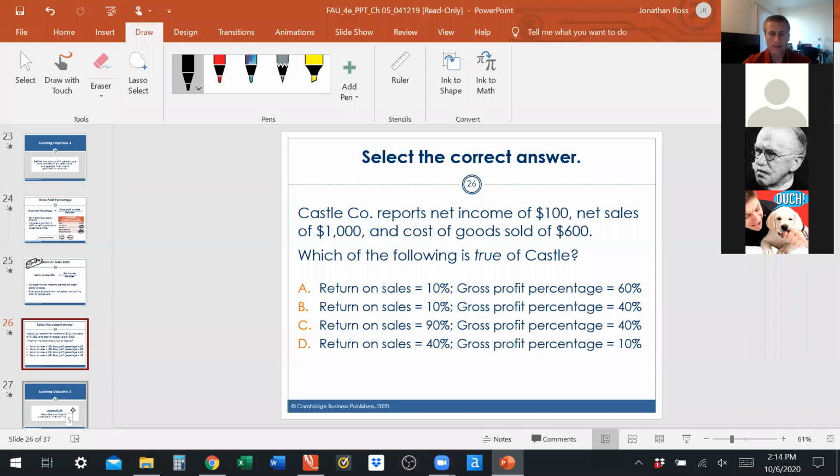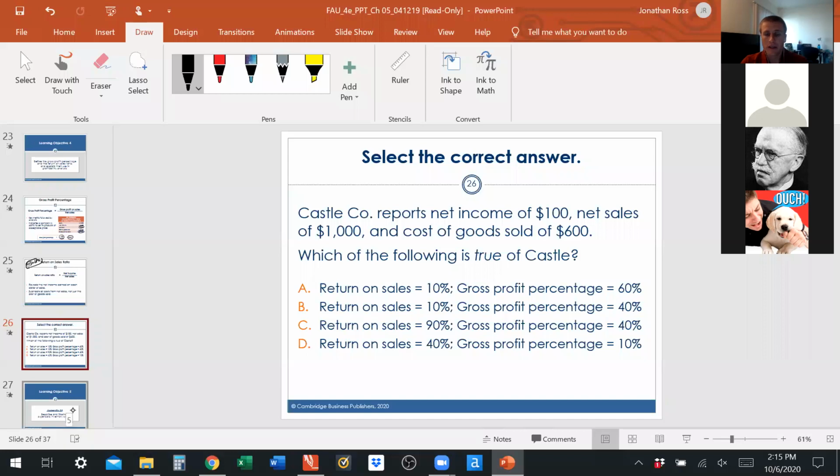B is correct, Julia. Return on sales is net income 100 divided by net sales of 1,000. So that's 10%. So we know it's between A and B because they both have 10% for return on sales. And now to delineate between A and B, we have to go look at the gross profit percentage.